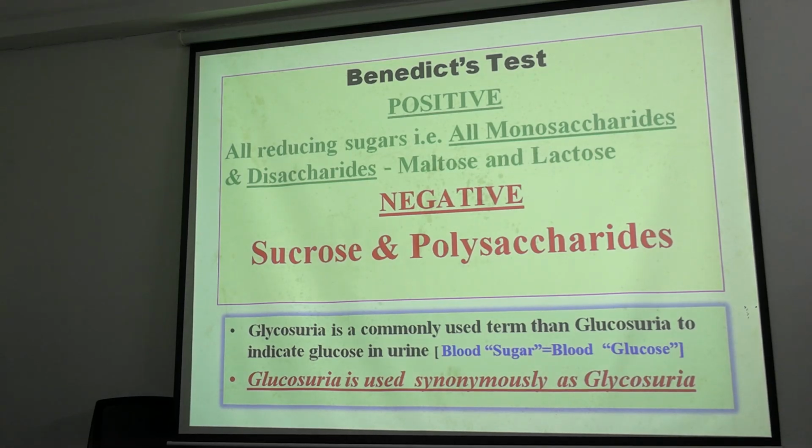And see, we have talked about glycosuria. It is basically indicating reducing sugar. But for all practical purposes in medical science, glycosuria is equivalent to glucosuria. Glucosuria is a very specific term. But in your future books, like medicine books or pathology books, whatever you will read, you will see that the term glycosuria is there.